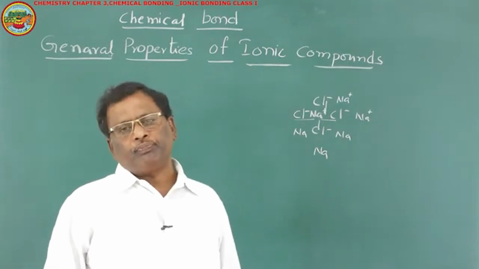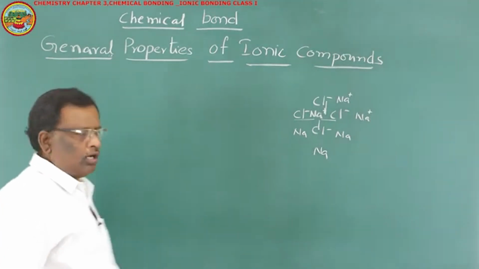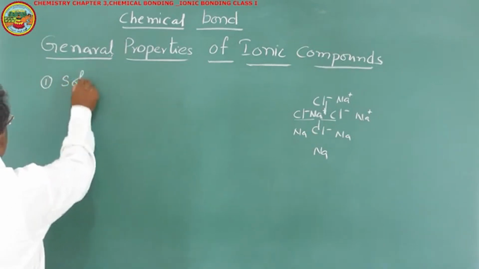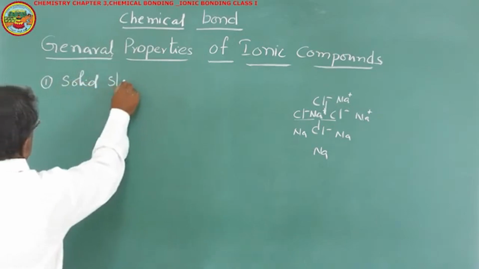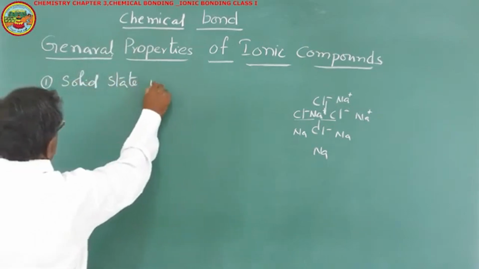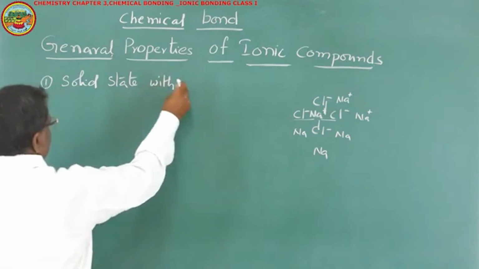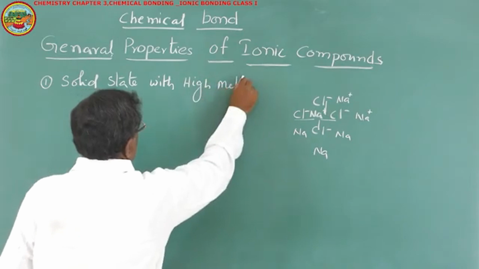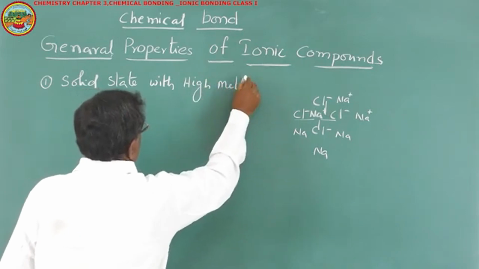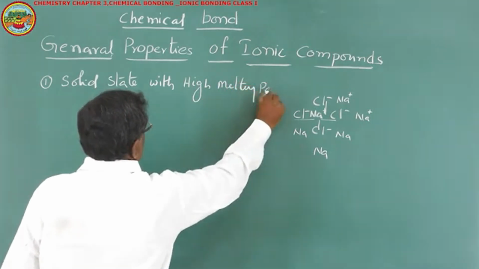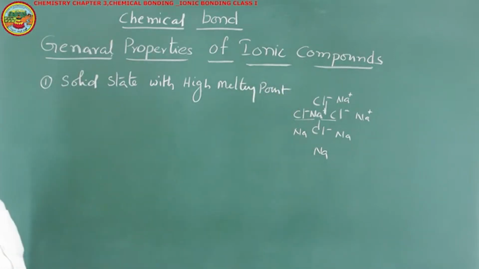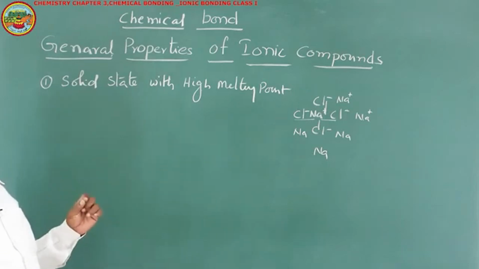That's why ionic compounds are generally in solid state with high melting points. So ionic compounds are in solid state with high melting points.